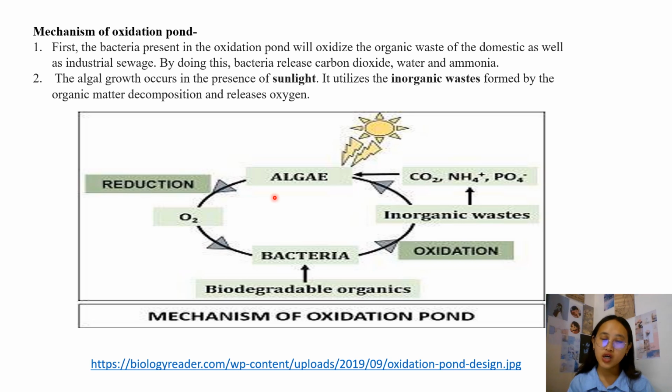The sludge of this oxidation pond can be utilized as manure for irrigation as well. Okay, this is a simple explanation of the mechanism of the oxidation pond.